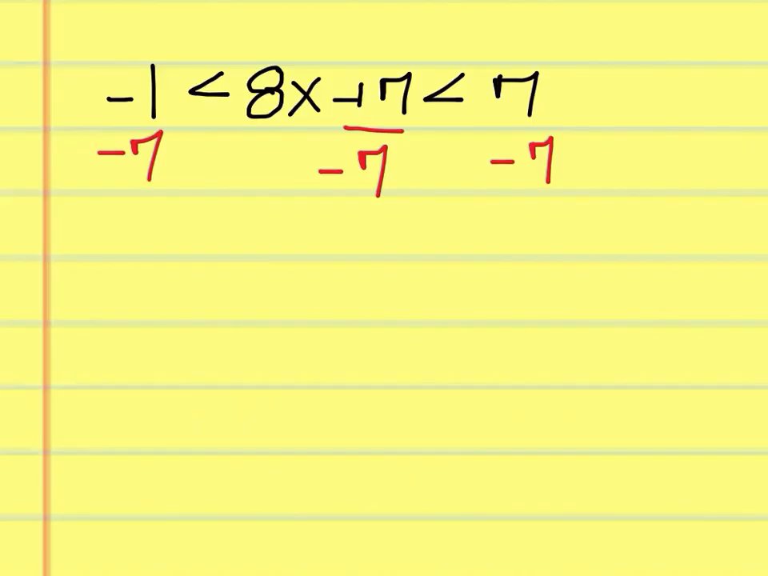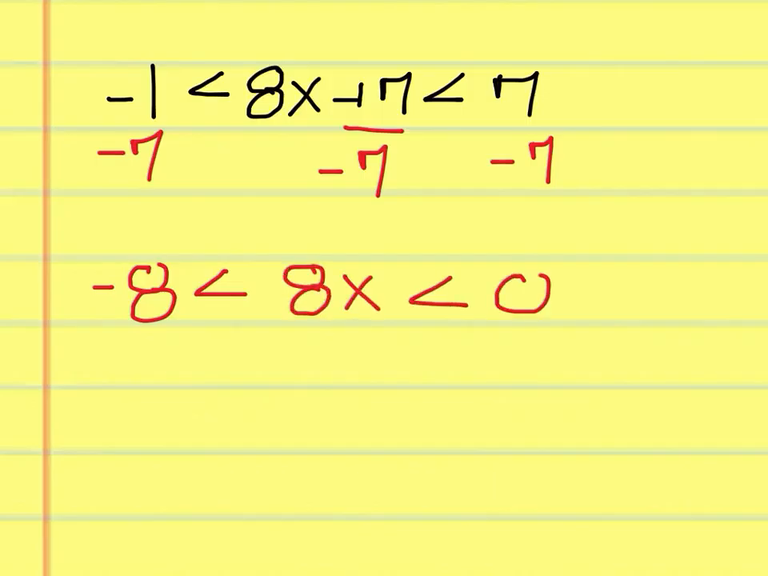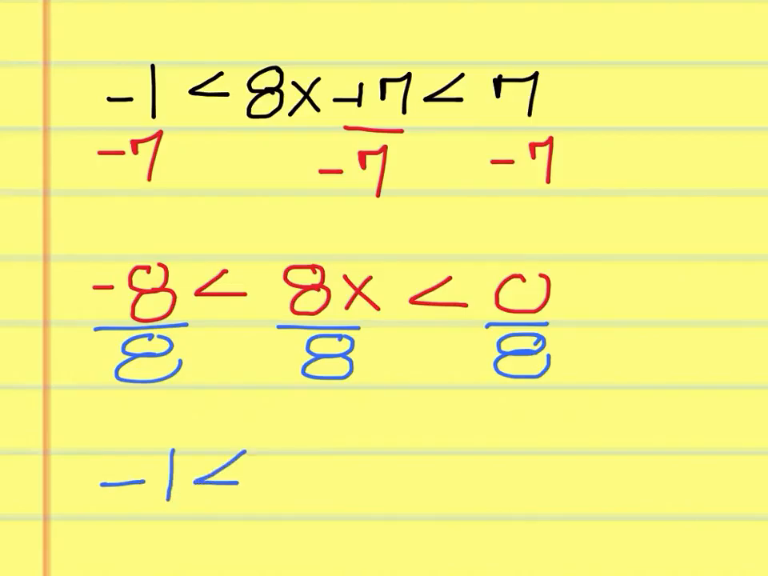So on the left-hand side, negative 1 minus 7 is negative 8. In the middle, the 7's cancel out. And on the right-hand side, we end up with a 0. To get the x completely by itself, we have to divide by 8. So if we do it there, we must do it here and here. You will come up with a negative 1 less than x less than 0.